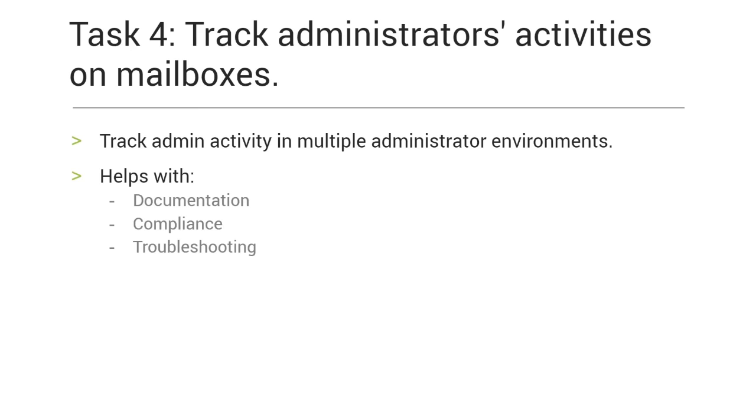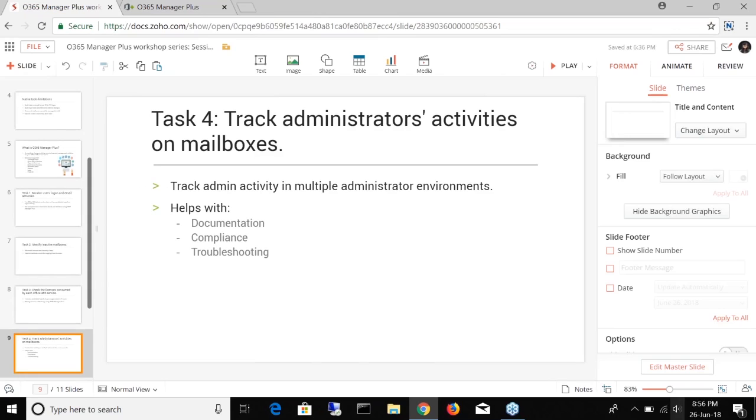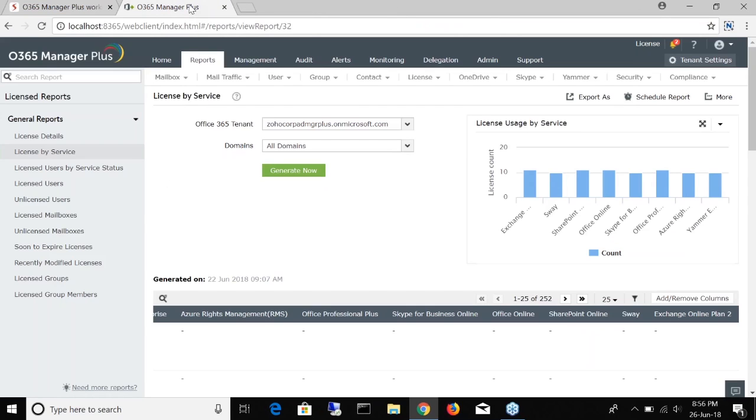It's also going to help you with troubleshooting because if one administrator has made a change, the other administrator needs to figure it out. They can look through this report, find out what change happened, and troubleshooting is going to be so much easier when you have O365 Manager Plus by your side. Let me switch to the product screen and show you how exactly you can access this report.